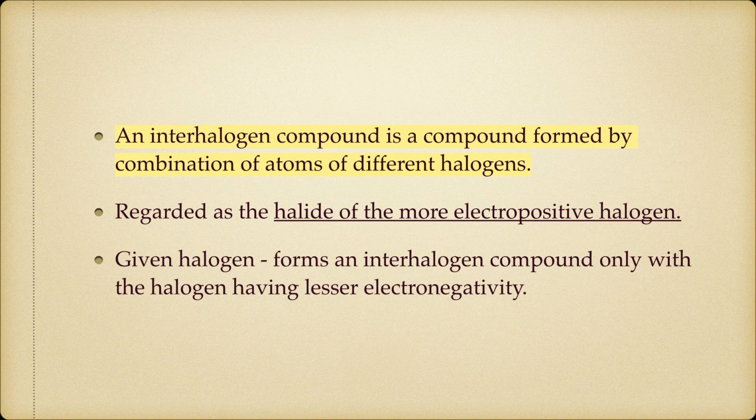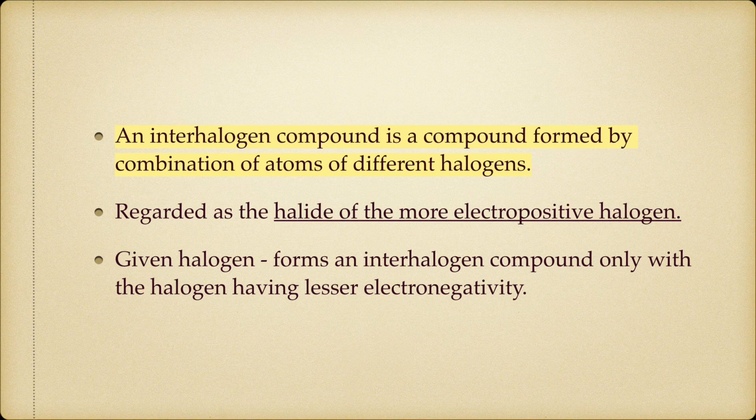That means, for example, if I take chlorine and fluorine, which is more electronegative here? It is fluorine. So I can say it is the fluoride of the more electropositive halogen, that is chlorine. Depending upon the electronegativities, one will act as the electronegative atom and the other will act as the electropositive atom.